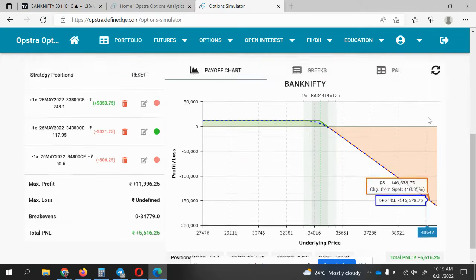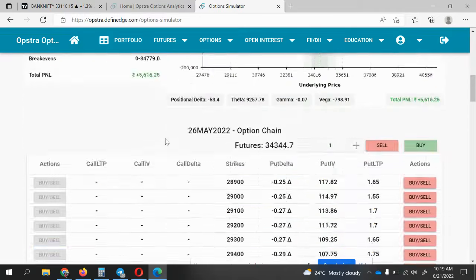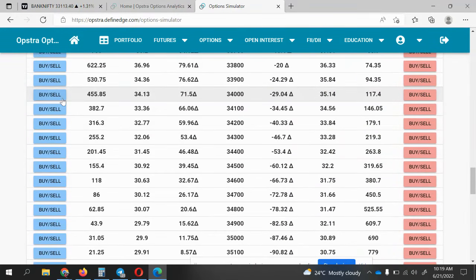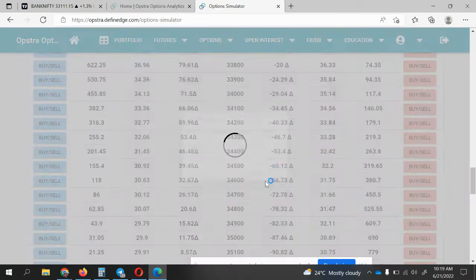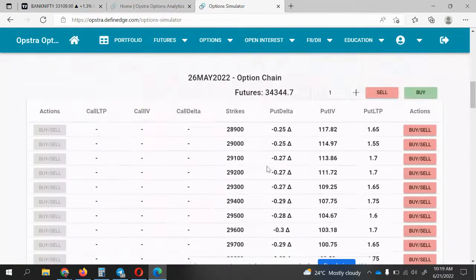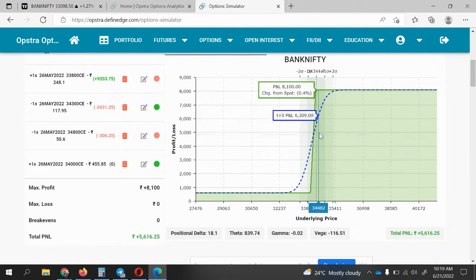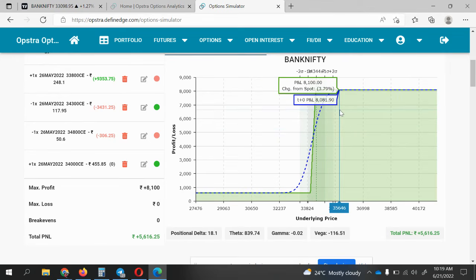Okay, I'll go to option chain. I'll get 34,000, and you see the difference. Where is 34,000? All right, I'll get this 34,000. I'll buy. Now, if you look at your chart, you have only 600 on the downside, but if your view is the market will go up, you will be able to get more profits.